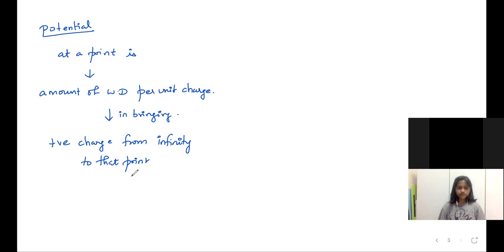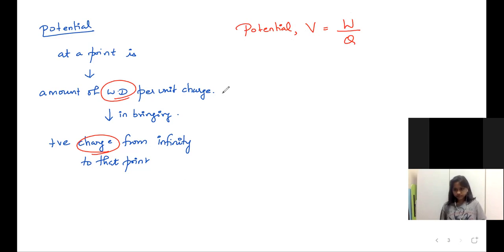Okay, this is a general idea. But still, this is related to two keywords. One is work done and charge. So potential is related to these two factors. What is potential denoted as? V. The symbol is V. V is equal to W divided by Q. So the unit for potential is nothing but volt. So 1 volt is equal to 1 joule divided by 1 coulomb. So this is about potential.